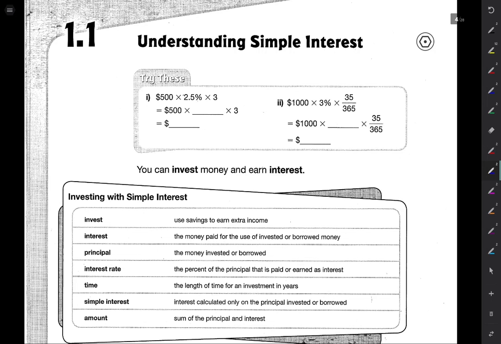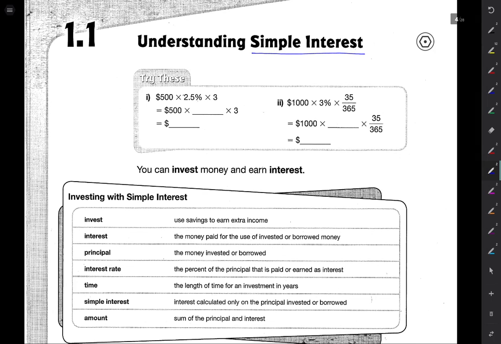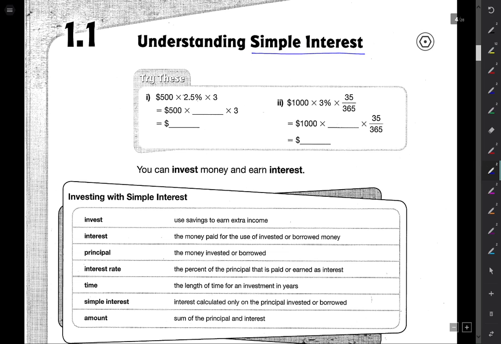In this first topic, we're going to be looking at simple interest and how to calculate it. Now, a key part of calculating simple interest is knowing how to convert a percent into a decimal. So let's try these questions at the top. So let's multiply 500 times 2.5% times 3.